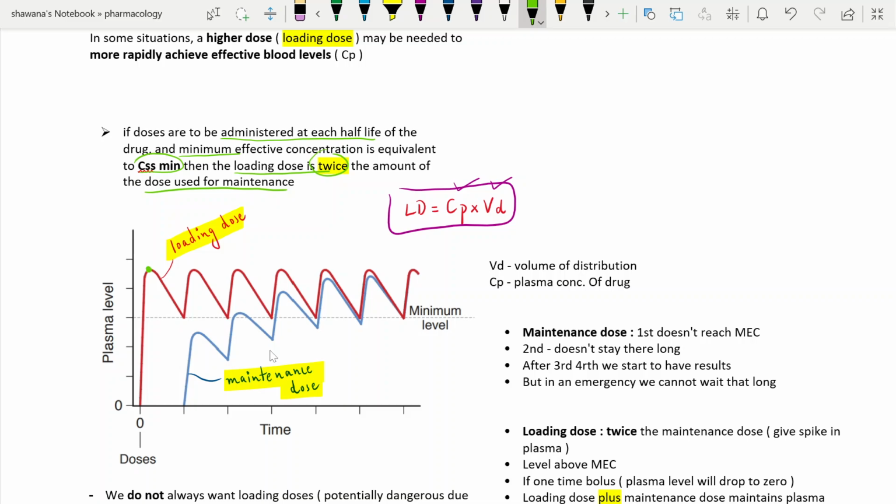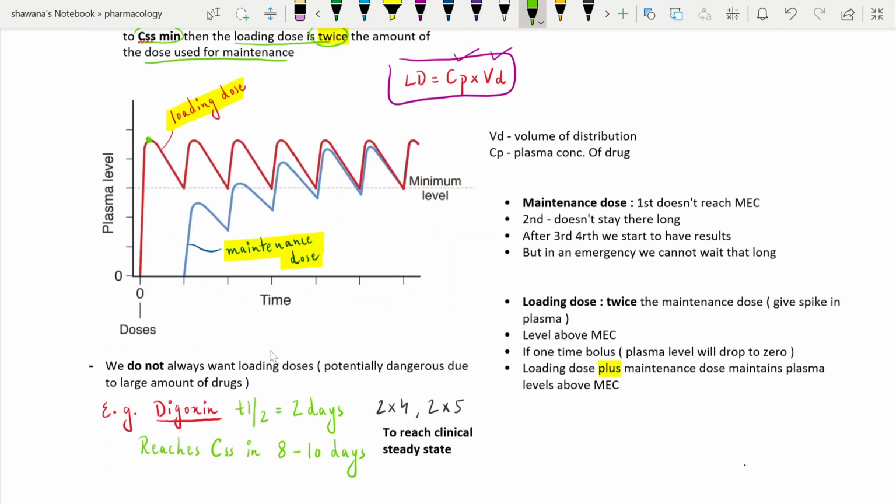So let's talk about it. Maintenance dose. When we are administering the maintenance dose, the first dose does not even reach the MEC level. It is below MEC. After passing one half-life, we again administer. The second is also above MEC but does not stay there any longer. After the third and the fourth dose, it starts to have the pharmacological actions that we need in the case of emergency.